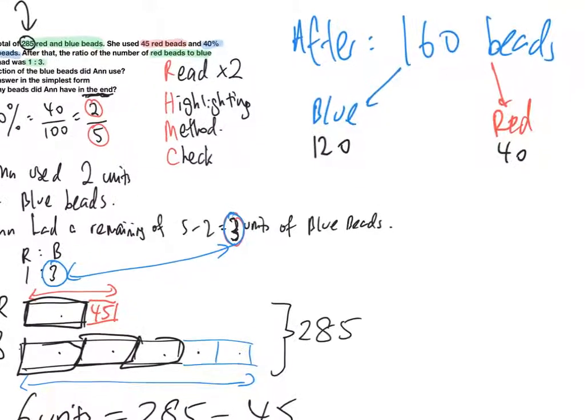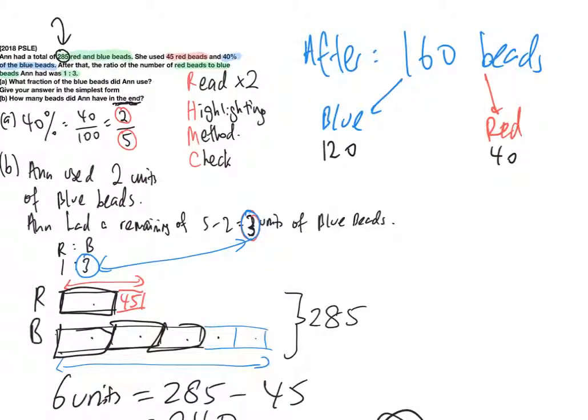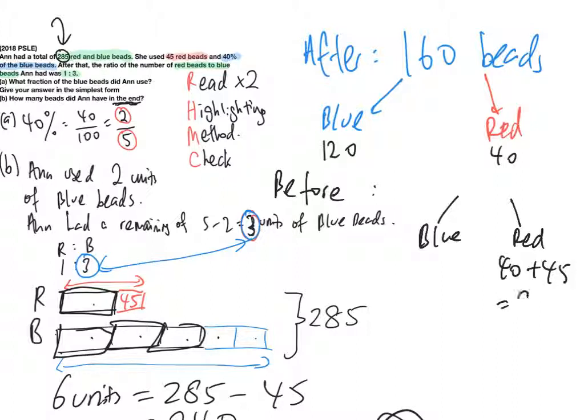So that will be 120 blue bits at the end, and for red it's just 40. Okay, and remember this, she actually used 45 red bits. So in the before case, the blue bits will be more than 120, the red bits will be more than 40. Okay, the red bits will actually be 40 plus the 45 bits that she used, which is 85 bits, and the blue bits will be 120 plus these 2 units right here.